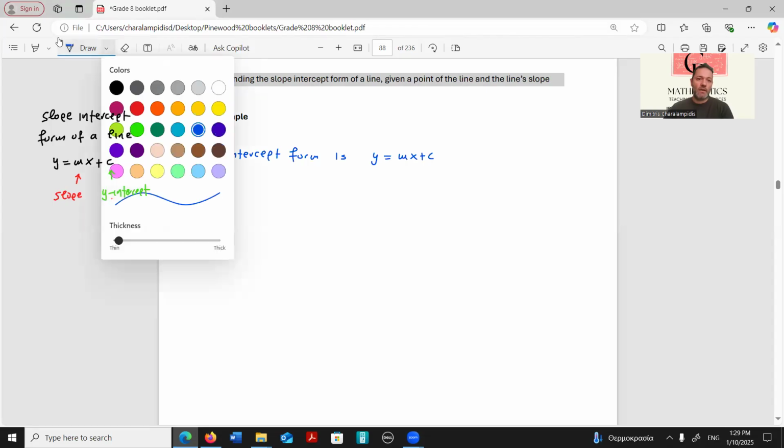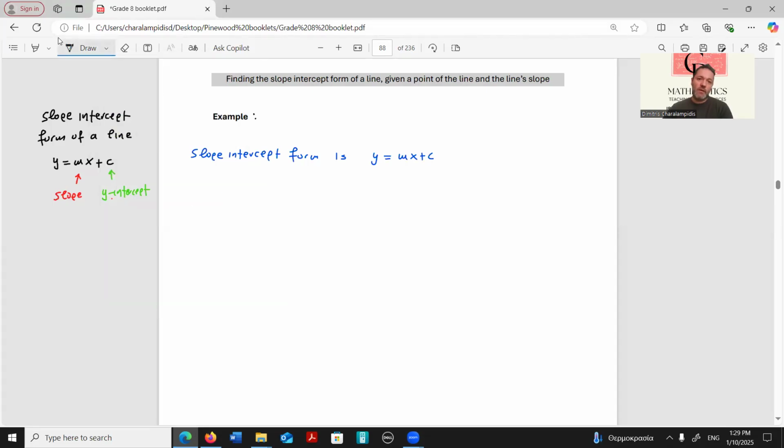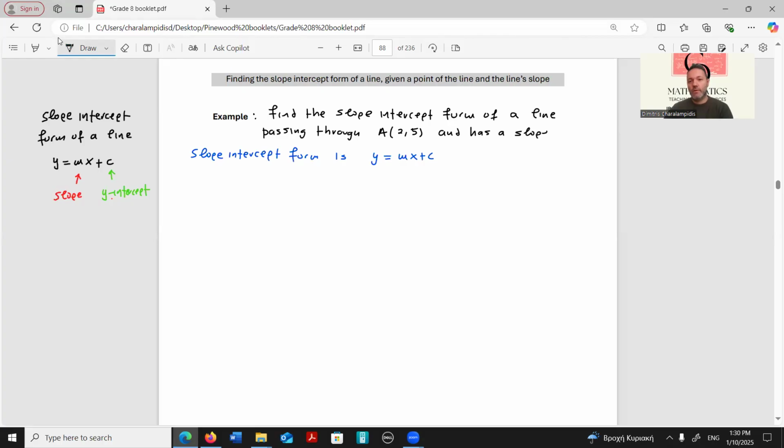But let's go back and say the actual example. Find the slope-intercept form of a line passing through point A, which is the point with coordinates 2, 5, and has a slope of 2.